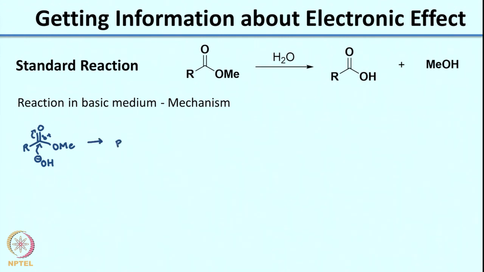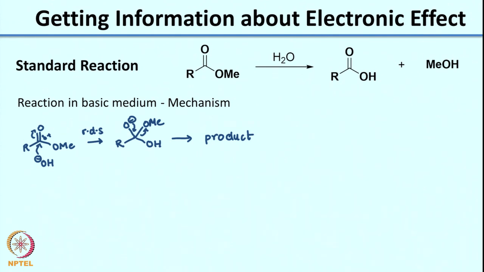So what you will get would be, so you will form this tetrahedral negatively charged intermediate. And then once you form this intermediate, you will get your product. So here your first step, which is the attack of the hydroxide, is your rate determining step.